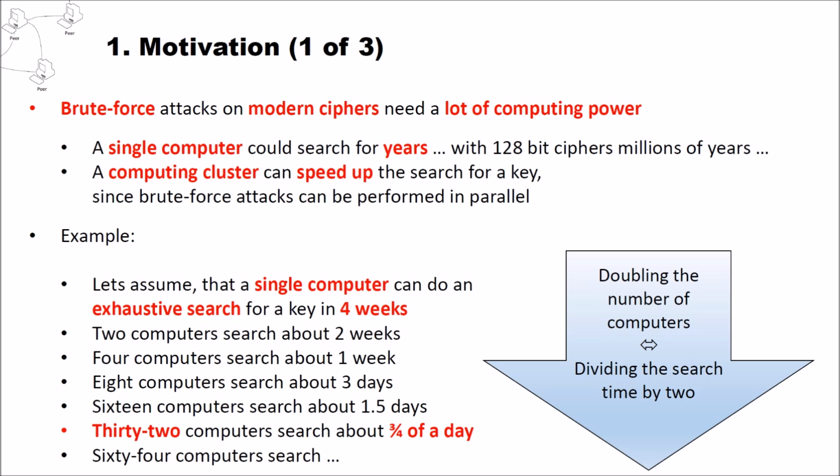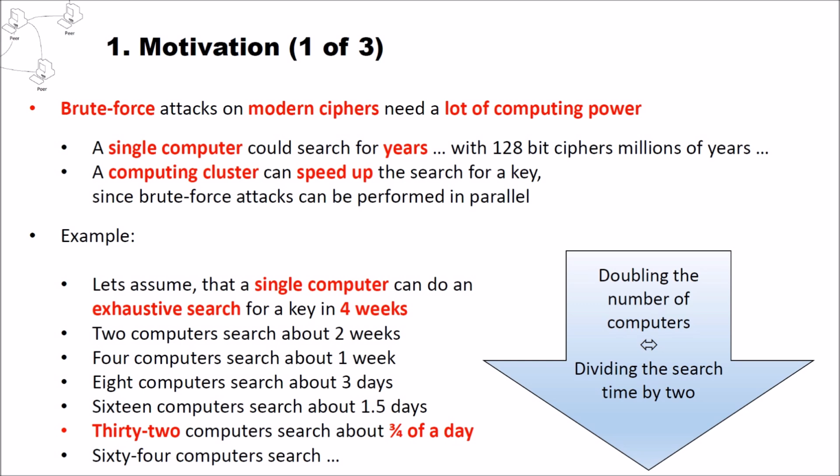Brute force attacks on modern ciphers need a lot of computing power. As an example here, a single computer could, for instance, search for years for a symmetric key. And with 128-bit ciphers, a single computer could search for millions of years. A computing cluster can speed up the search for such a key, since brute force attacks can be performed in parallel. So you can divide the key space into different parts and then let each of the computing cluster nodes compute a part in parallel, and in the end you combine the results and that gives you a nice speed up.